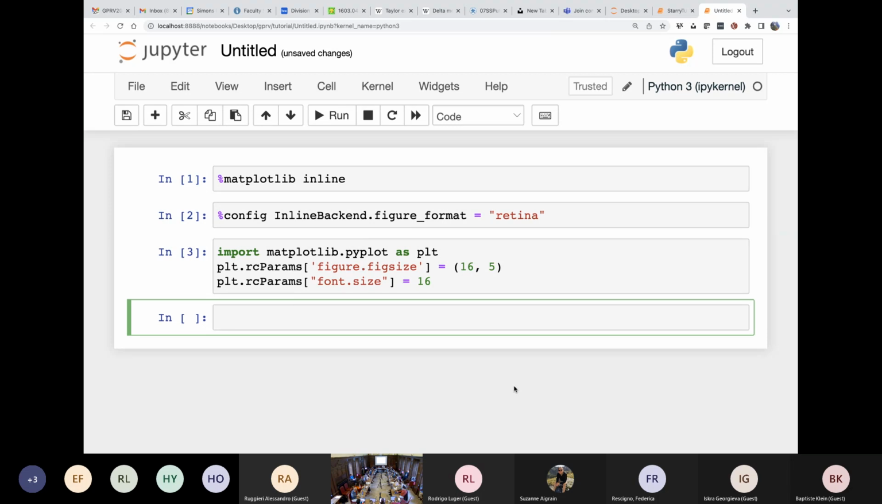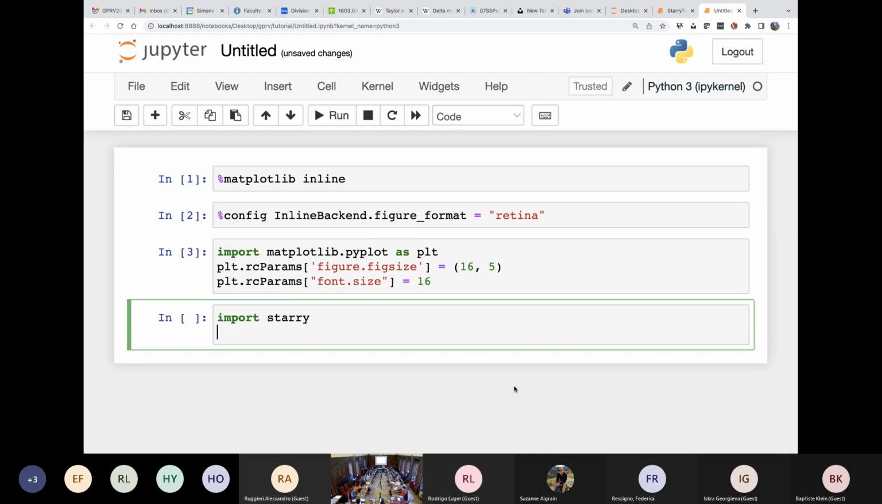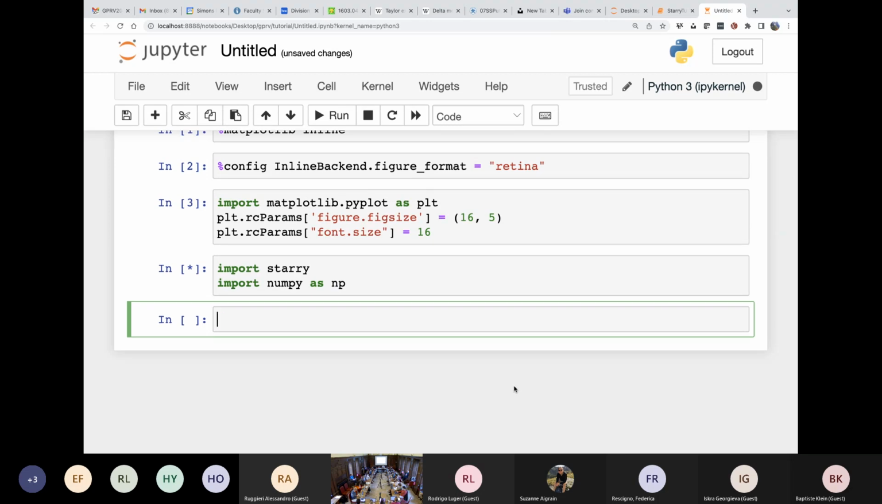Okay, so let's start with Starry. So import Starry, and let's also import NumPy. A little more information about Starry. Starry is built on Theano, and the thing about Theano is it compiles the functions the first time you run them. And so the first time you run Starry, the first time you create a map and evaluate the flux or the radial velocity, it's going to take forever. But the next time you do it, and even if you change parameters, it's going to be fast, I promise. Importing Starry might also take a second.